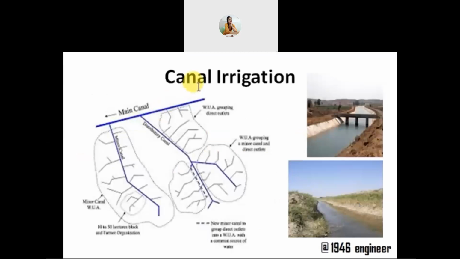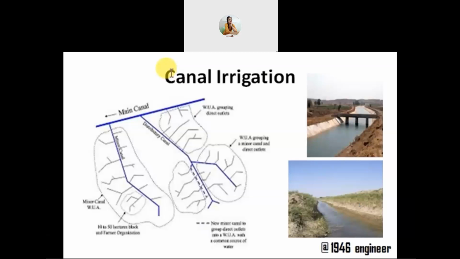In this video, I'm going to discuss canal irrigation and classification of canals. First of all, let's divide these two terms, canal and irrigation. What is a canal? A canal is nothing but a human-made channel. A man-made channel is called a canal. And what is irrigation? Irrigation is nothing but the supply of water to crops or agricultural lands. So combining canal and irrigation, supplying of water using canals is called canal irrigation.